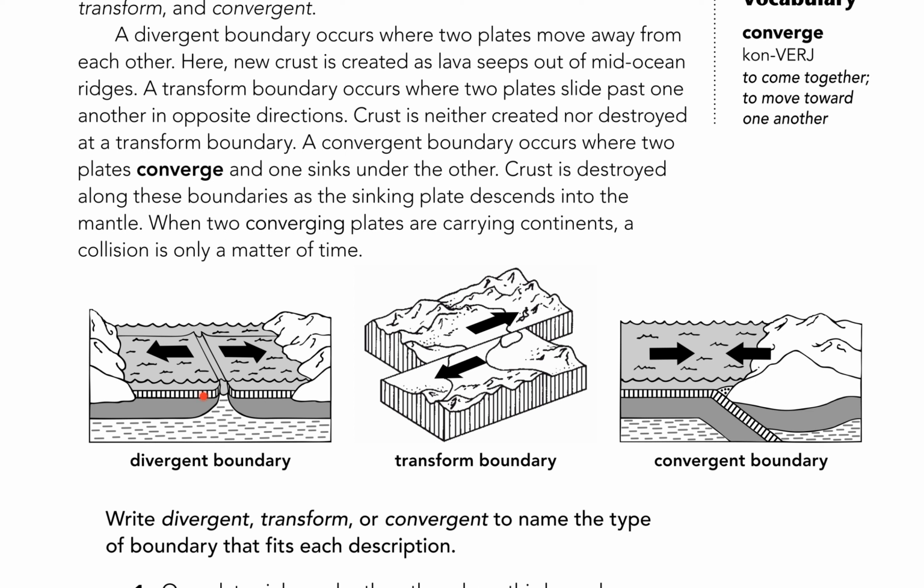Divergent has the tectonic plates moving away from each other. The transform boundary has the plates sliding past one another. Then we have the convergent boundary where the plates are coming together, and the oceanic crust is subducted beneath the continental crust.